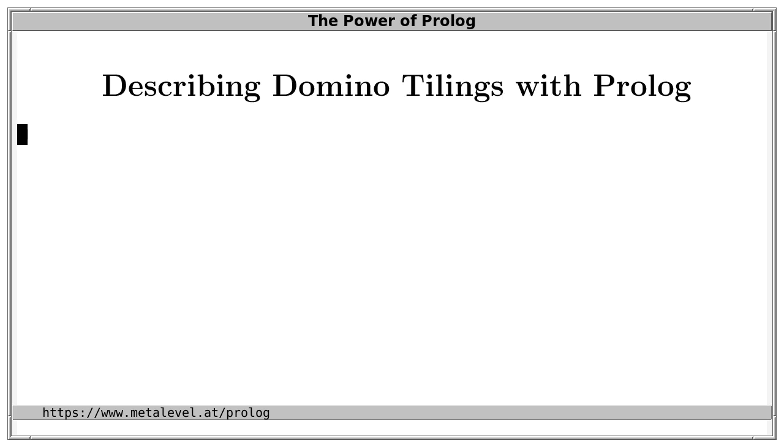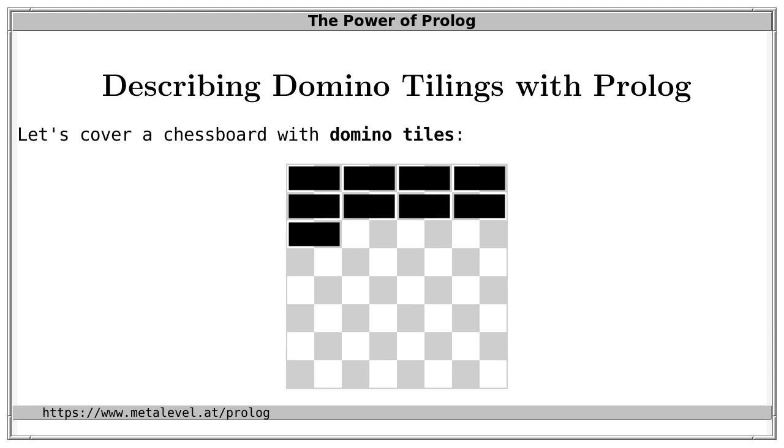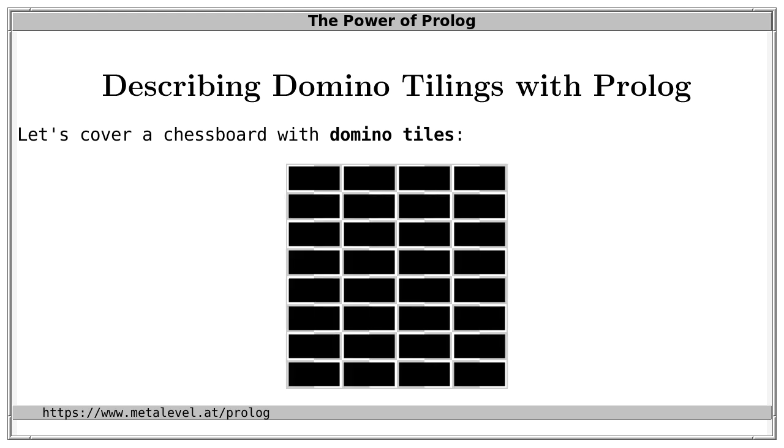Let's use Prolog to describe domino tilings, specifically domino coverings of a chessboard. For instance, we may place a domino tile here, then here, here, here, and also on the remaining squares. And we are done. Yes. So we don't even need Prolog for this. On the other hand, maybe we want something more special.